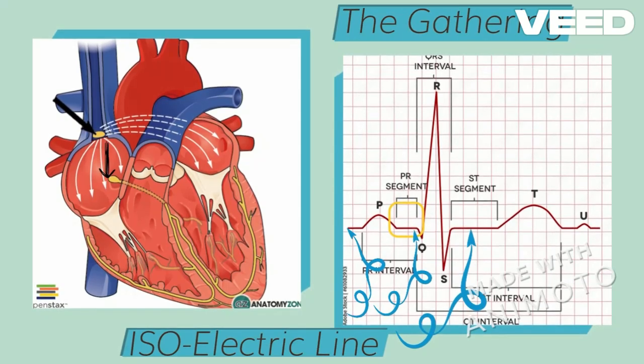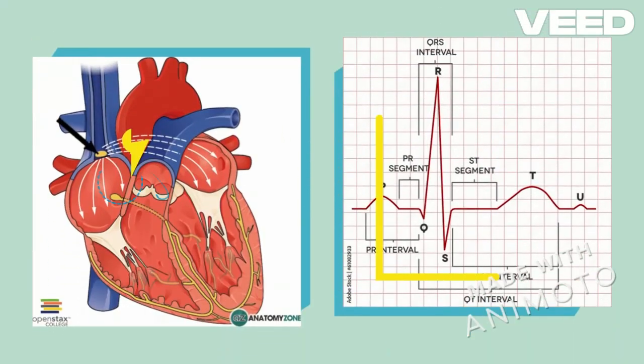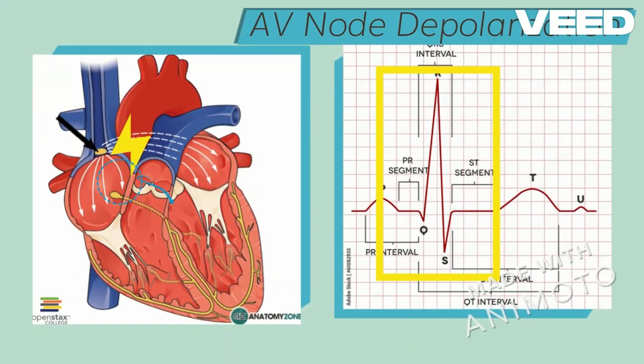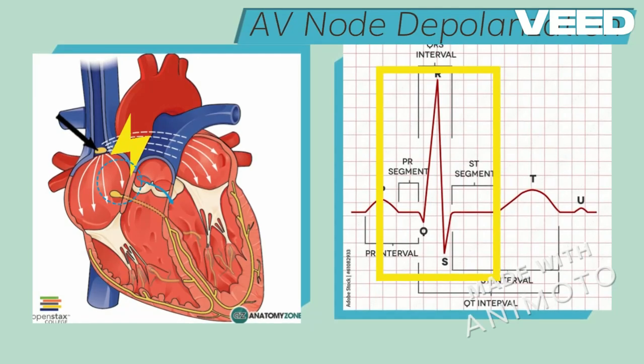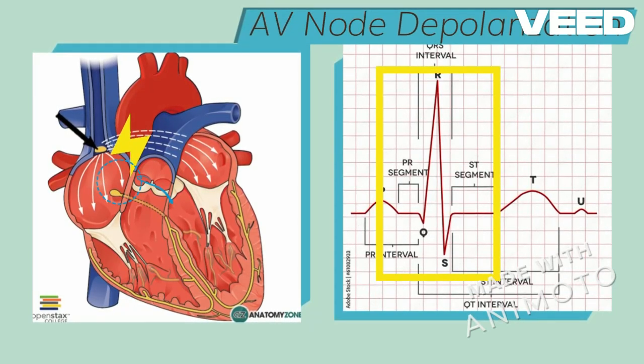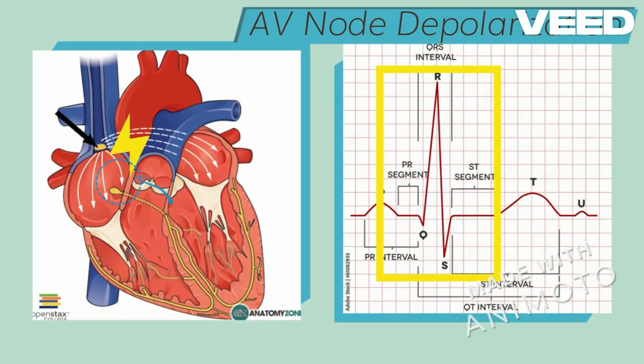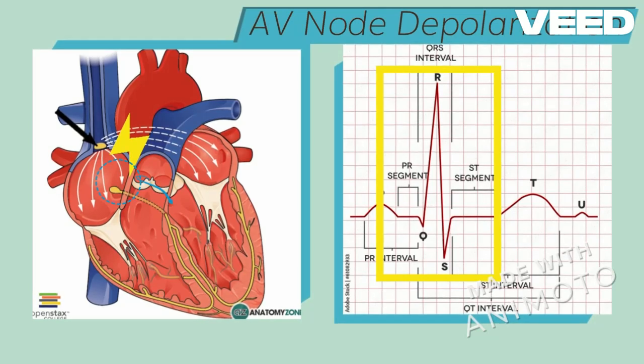Once the AV node depolarizes, the electricity is sent down through the bundle of His and then splits into the two bundle branches, the left and right, where it then spreads out through the Purkinje fibers. We see this on the EKG as a series of downward deflections and upward inflections called the QRS complex.